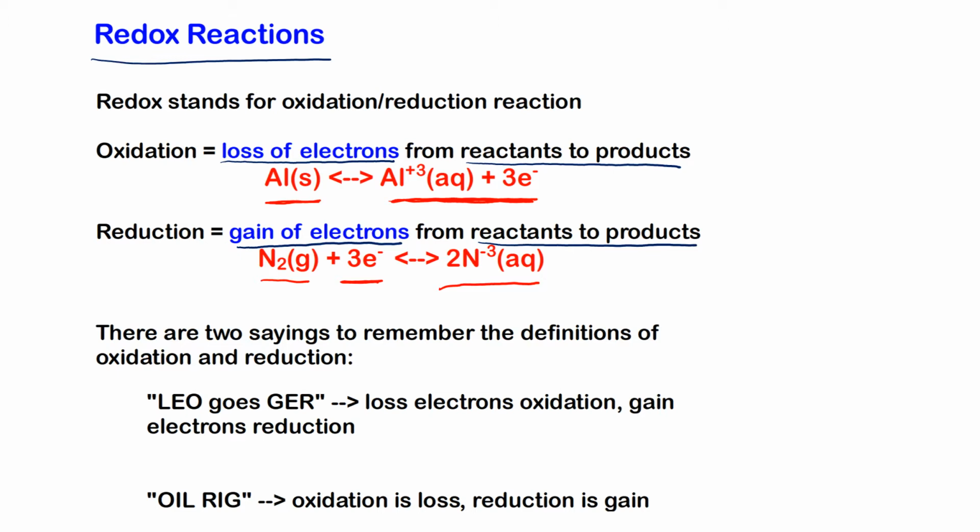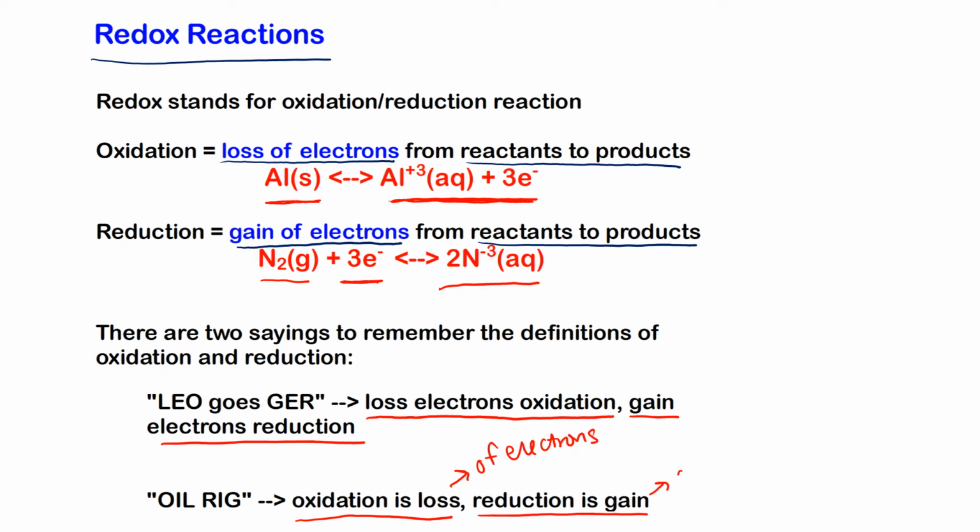So there are 2 helpful ways to help you guys remember the definition of oxidation and reduction reactions. The first one is LEO goes GER, and simply what that means is the loss of electrons is oxidation, so LEO goes GER, the gain of electrons is reduction. So that's one way you can remember it. Another common saying that's used is OIL RIG. So oxidation is loss, and remember here it's talking about loss of electrons. And reduction is gain, and again, remember we're always talking about the electrons. So reduction is the gain of the electrons.